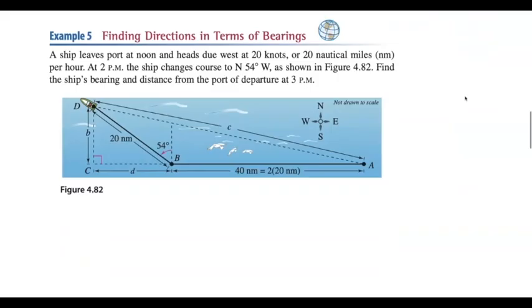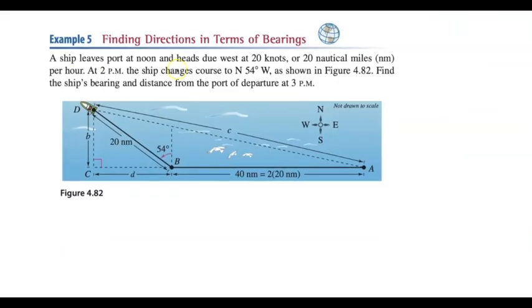Let's find directions. A ship leaves port at noon heading due west. That's right here. There's your port, and we're going due west at 20 knots, or 20 nautical miles per hour. At 2 p.m., it's been 2 hours because it left at noon. The ship changes course and goes north 54 degrees west. Notice how it says 40 nautical miles because it went for 2 hours this way. Then from here, they change the bearing to go north 54 degrees west because you always go from north or south. We're going north 54 degrees west, and it goes that way for another hour, it looks like.